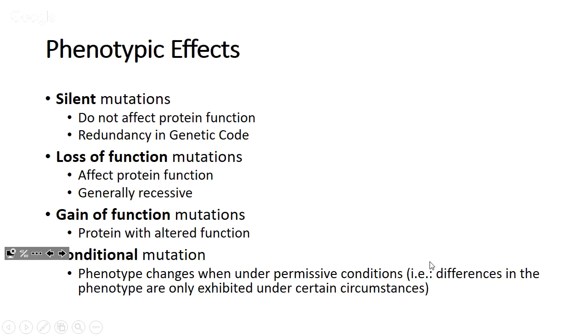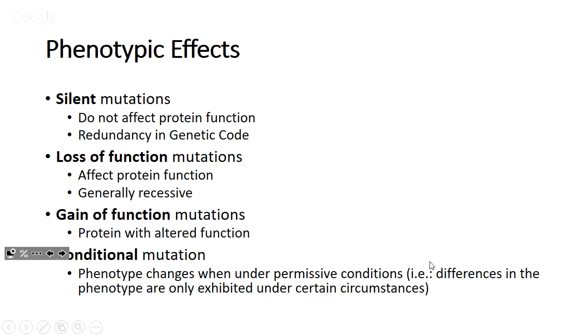Okay, so phenotypic effects. The first of these is silent mutations, which just means the genetic code did change somehow, but it didn't change enough to change the actual protein that results from that gene. So it's generally pretty okay as a result of the redundancy that we discussed earlier.